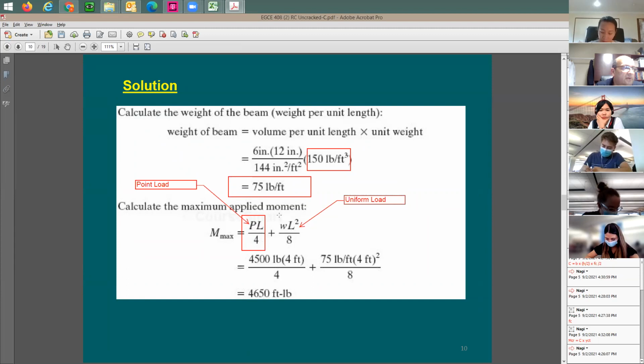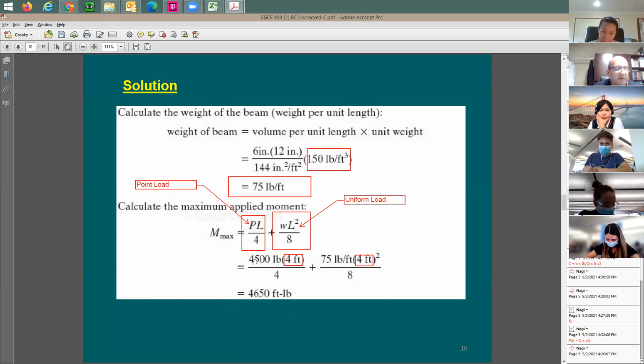About the uniform load, I'm going to say the uniform load is going to be this component. I'm going to put a box around it. So this term is for the uniform load, wL squared divided by 8, the very famous one we know. And this one is for the point load, PL over 4. The span is equal to 4 feet. And this is correct, 4 feet here, 4 feet there, right?